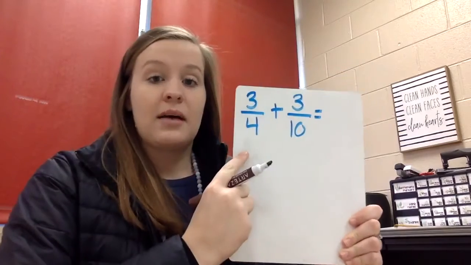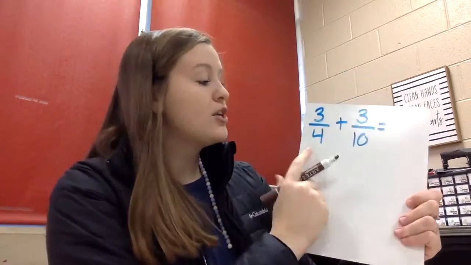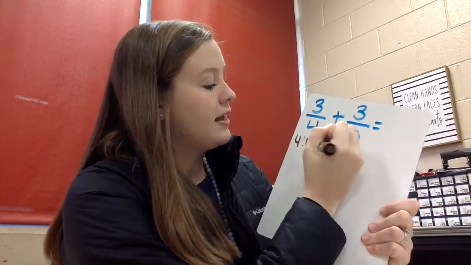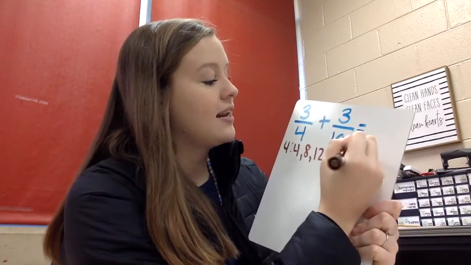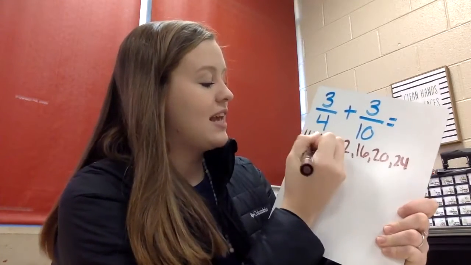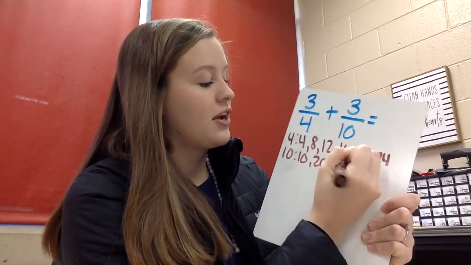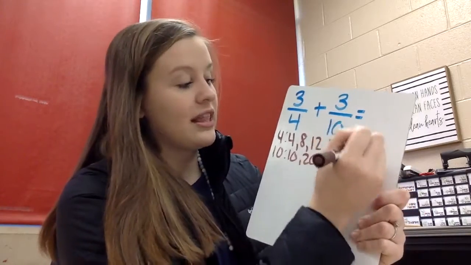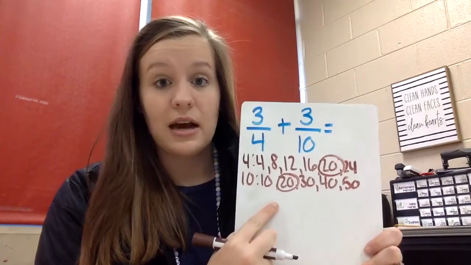The least common denominator I know is 20, but if you were unsure, you could write out the multiples of 4: 4, 8, 12, 16, 20, 24, and the multiples of 10: 10, 20, 30, 40, 50, and circle the least common multiple, which is 20. So that's going to be our least common denominator.